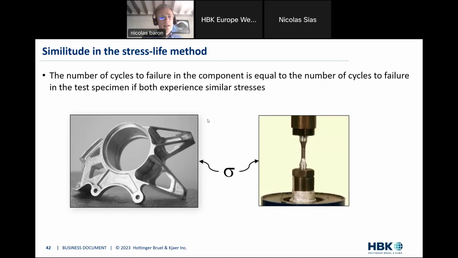First, let me remind you of the so-called similitude principle. You might have learned this before in college or earlier. What does this mean, really? Well, this is a concept that expresses that the number of cycles to failure in the component, so here on the right side we have a real-life component, is just the same as the one that would be necessary for failure of the test specimen, this test coupon here, as long as both experience similar stresses. So when both experience similar stresses, hence the name similitude principle, the number of cycles to failure will be the same in both cases. So there is this similitude principle in the stress life method, and that's one of the key motivations for the stress life methodology.